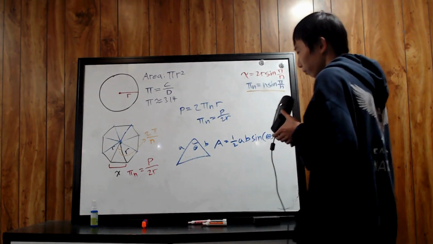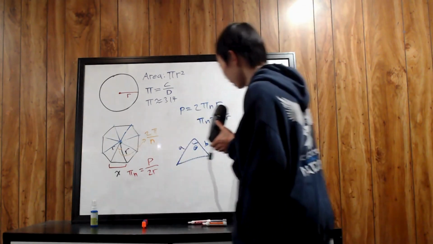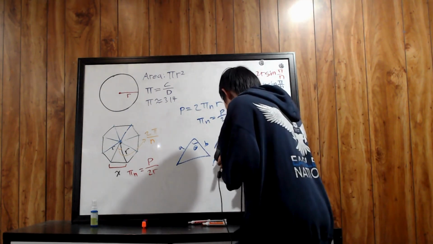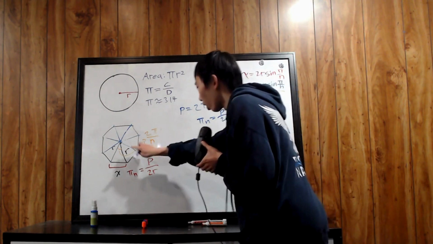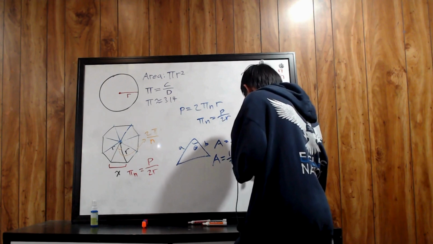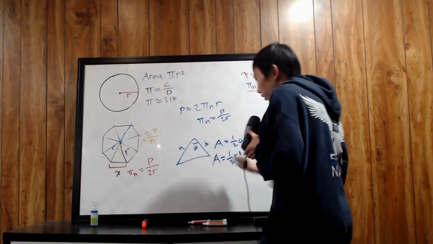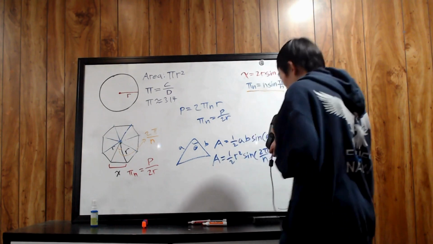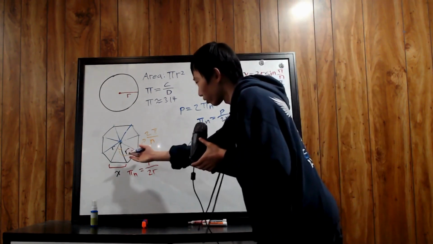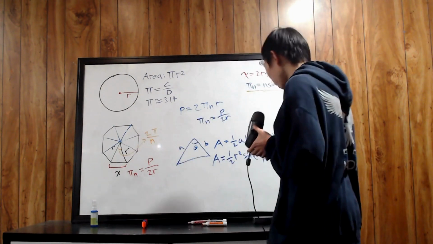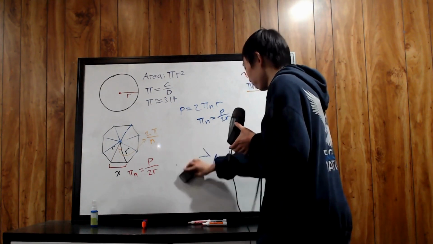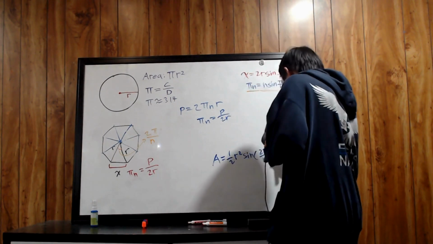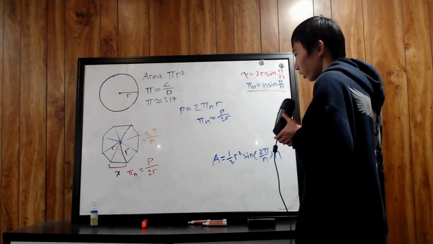So if we apply this formula for one of these triangles, we just get that the area would be equal to 1/2 times r squared times sine of 2 pi over n. So now we can get the area of one of these triangles, but then we want the entire area, so to do that, we have to multiply it by n to get the area of the entire polygon.